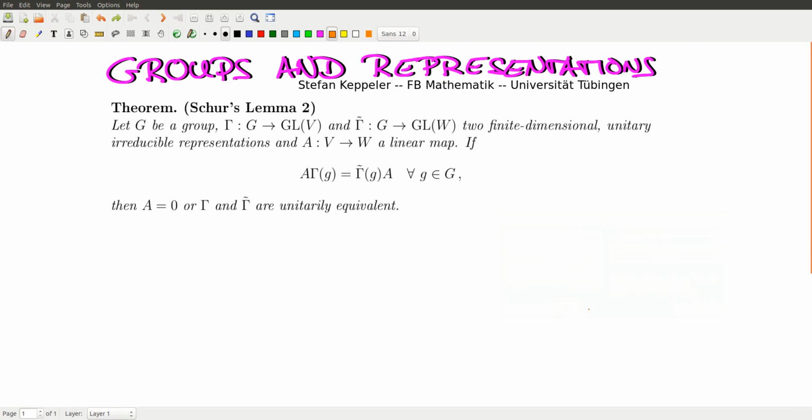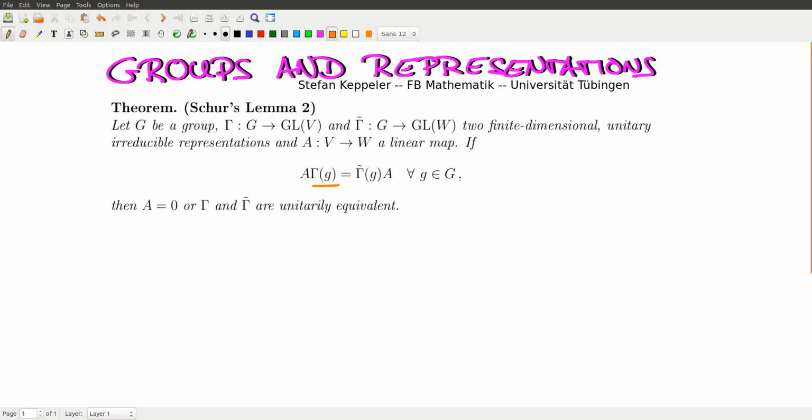Let's prove the second part of Schur's lemma. This time there are two irreps, unitary actually, in general on different spaces, V and W. And then there's a linear map from one space to the other space, A here. And this linear map again commutes with these representations in this sense here.